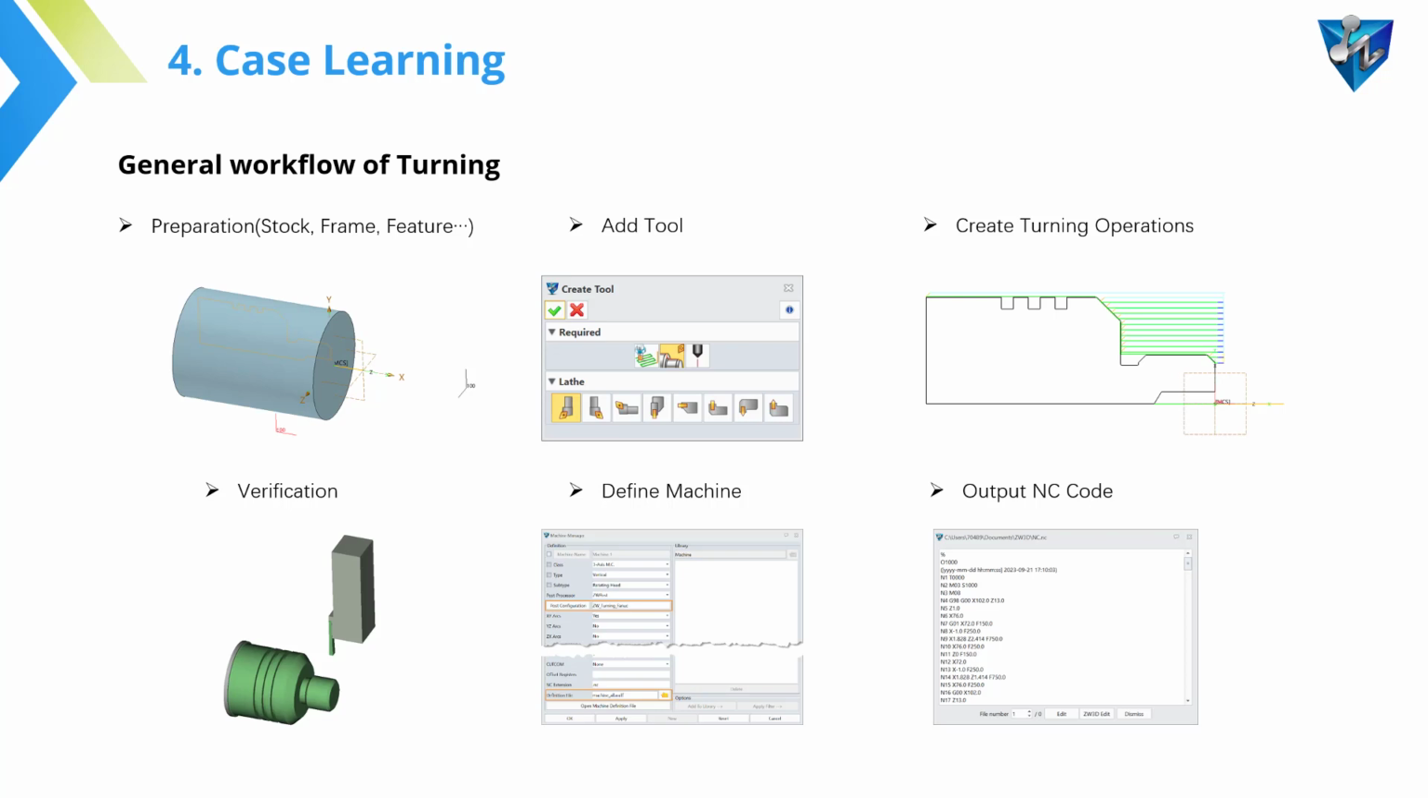Here's a tip. When you add a tool while creating an operation, the software will automatically match the appropriate tool type. For example, if you're creating a groove toolpath, it will select the groove tool type. Then, based on the profile features, we'll create operations. We'll use verify and solid verify to ensure that the toolpaths are reasonable. Finally, after making sure that all operations are correct, logical, and efficient, we'll define the machine and generate the NC code. Now, let's open the software and try to complete a turning program together.